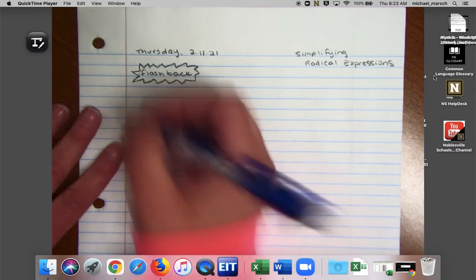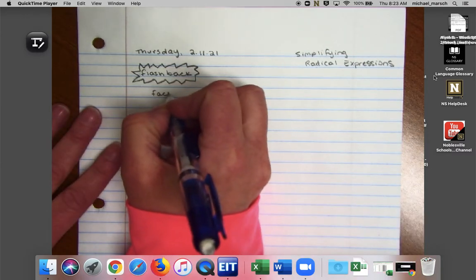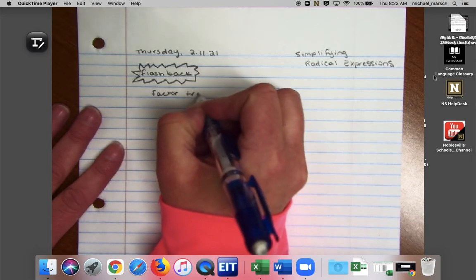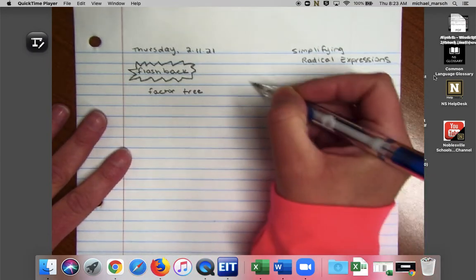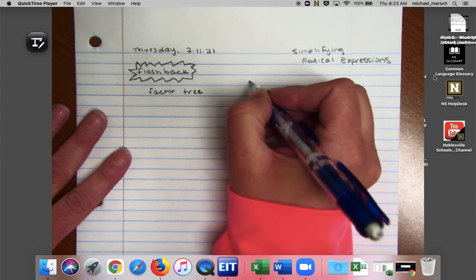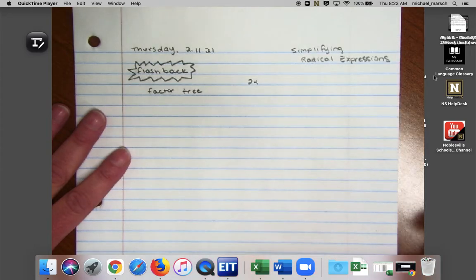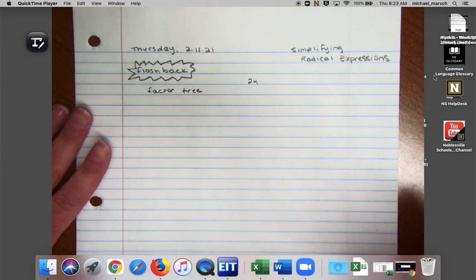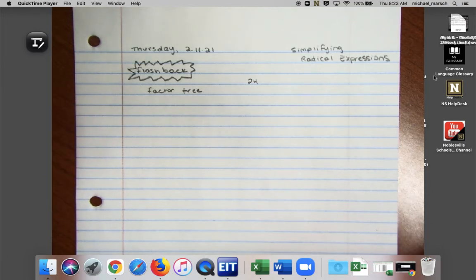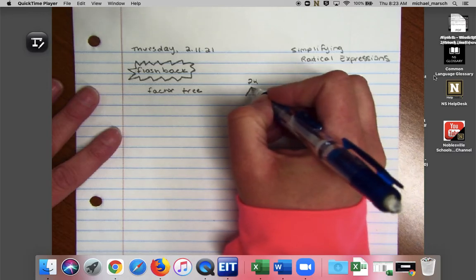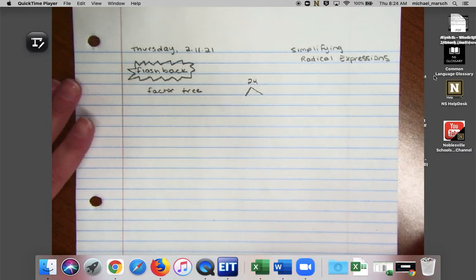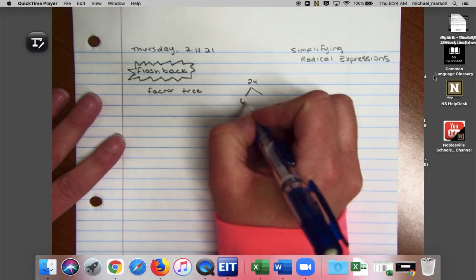So let's refresh our memories on what a factor tree is. Let's say you start out with the number 24. Your teacher wanted you to find out what are all the possible things that you could multiply to make 24. You can start out with 2 and 12, 3 and 8, or 6 and 4. There's lots. We're going to start out with 6 and 4.